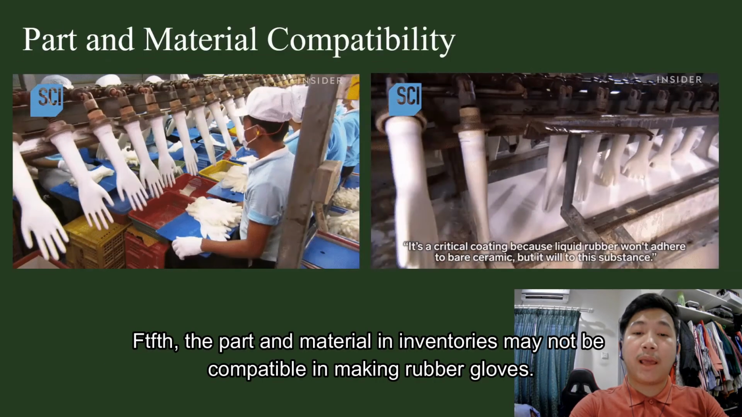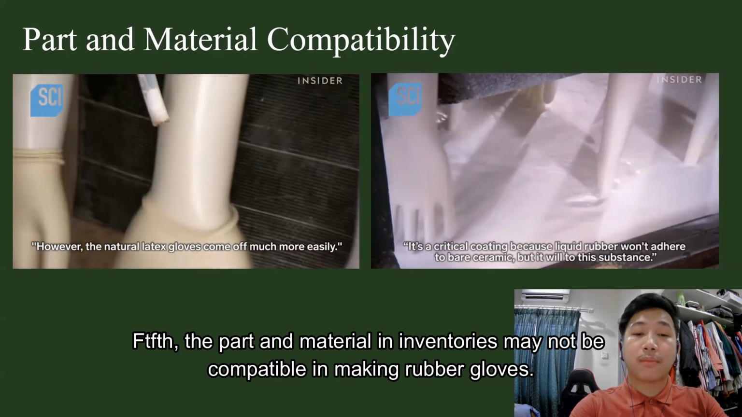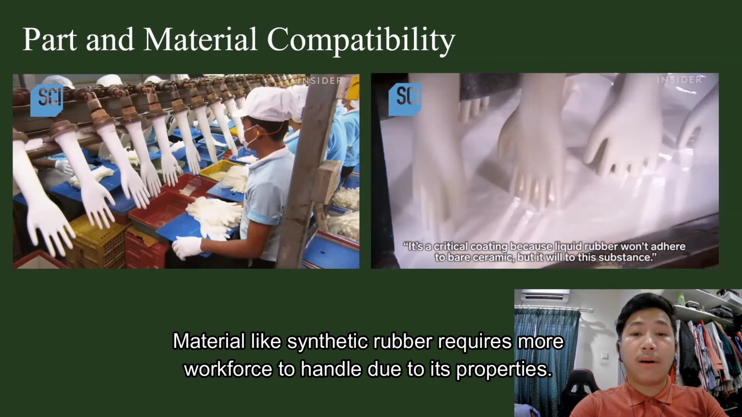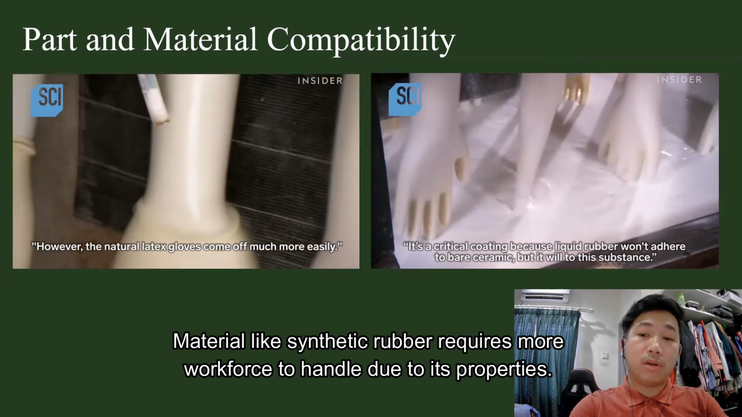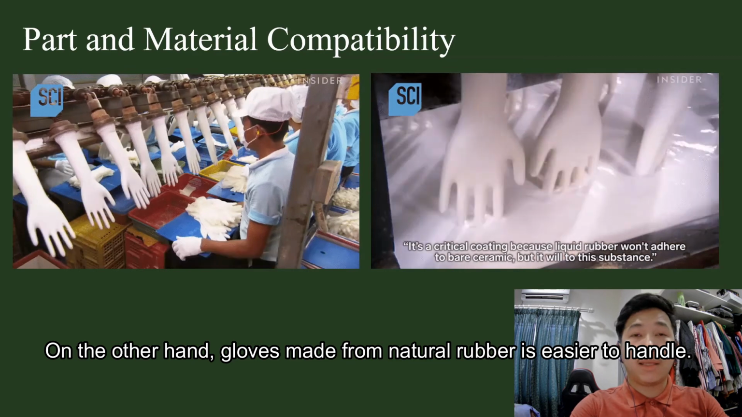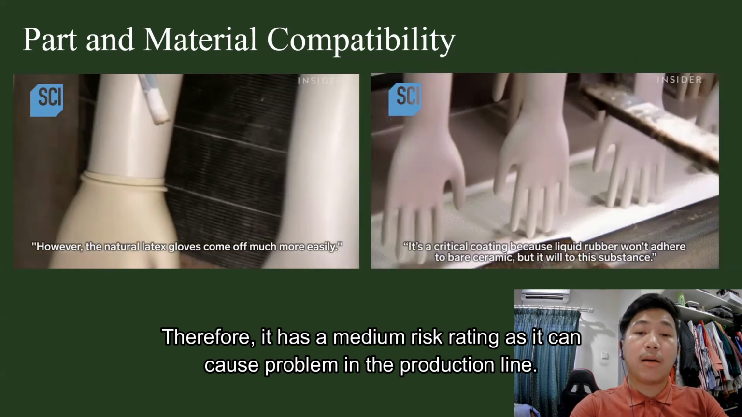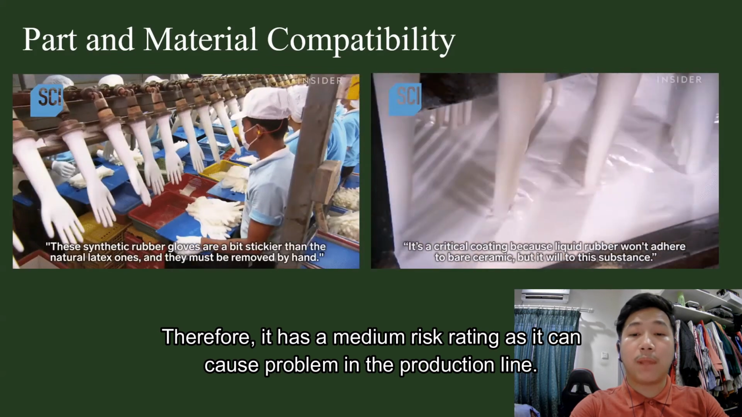Fifth, the parts and the material in inventories may not be compatible for making rubber gloves. Material like rubber gloves requires a workforce to handle its properties. However, natural rubber or latex, on the other hand, is easier to handle. Therefore, it has a medium risk rating, as it can cause a problem in the production line.